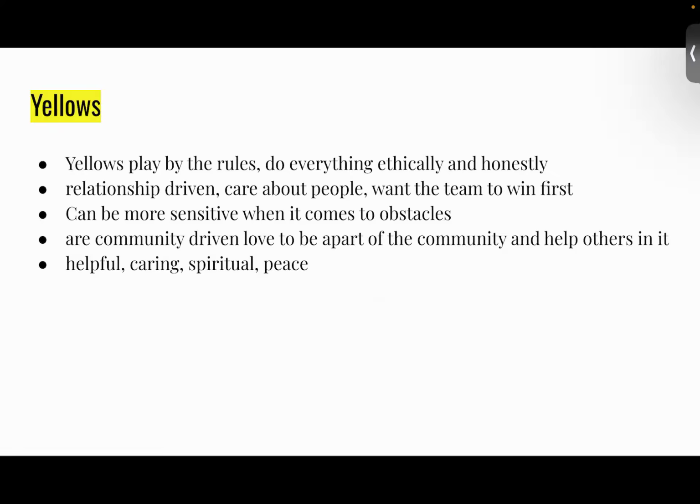That's how you want to talk to a yellow, as opposed to the red, where it's like, go talk to as many people as you can, hit the rank by this time. They're going to go, go, go, go, go. Yellows are going to want to help as many people before they actually see results.